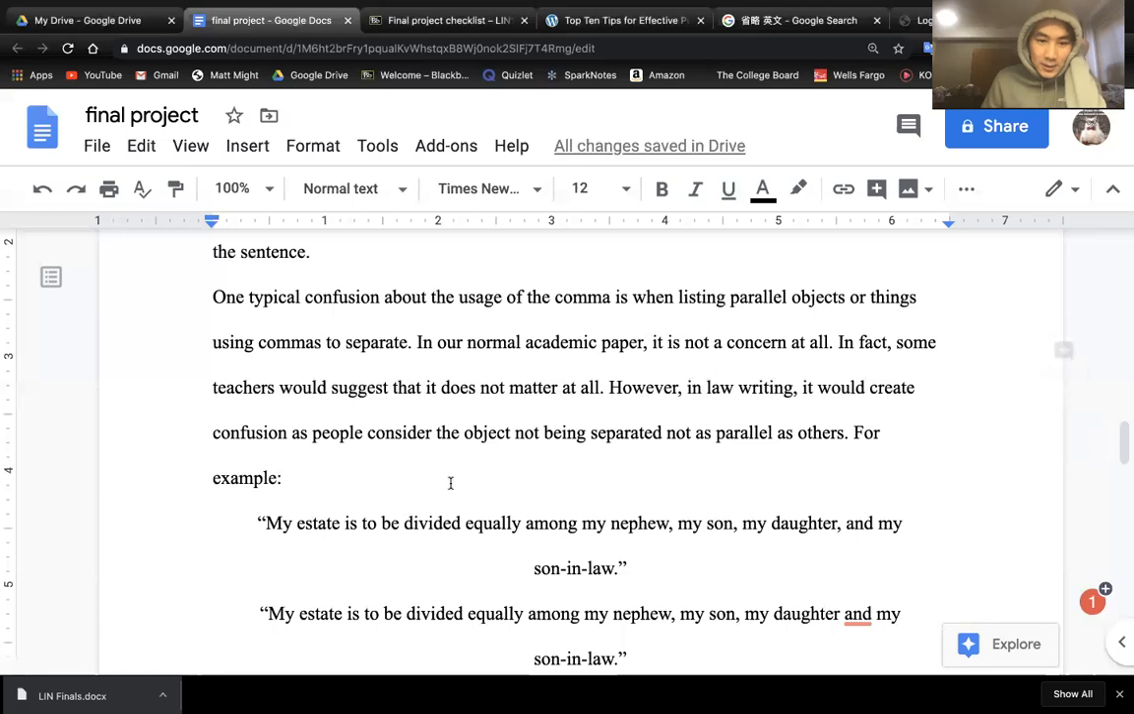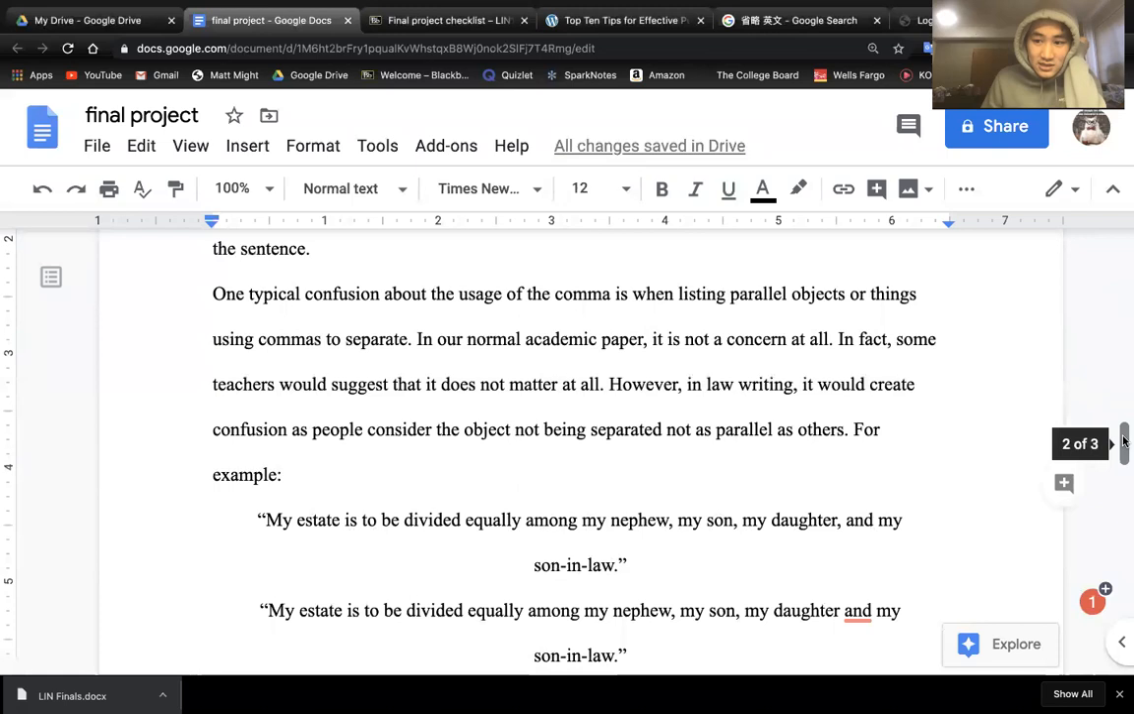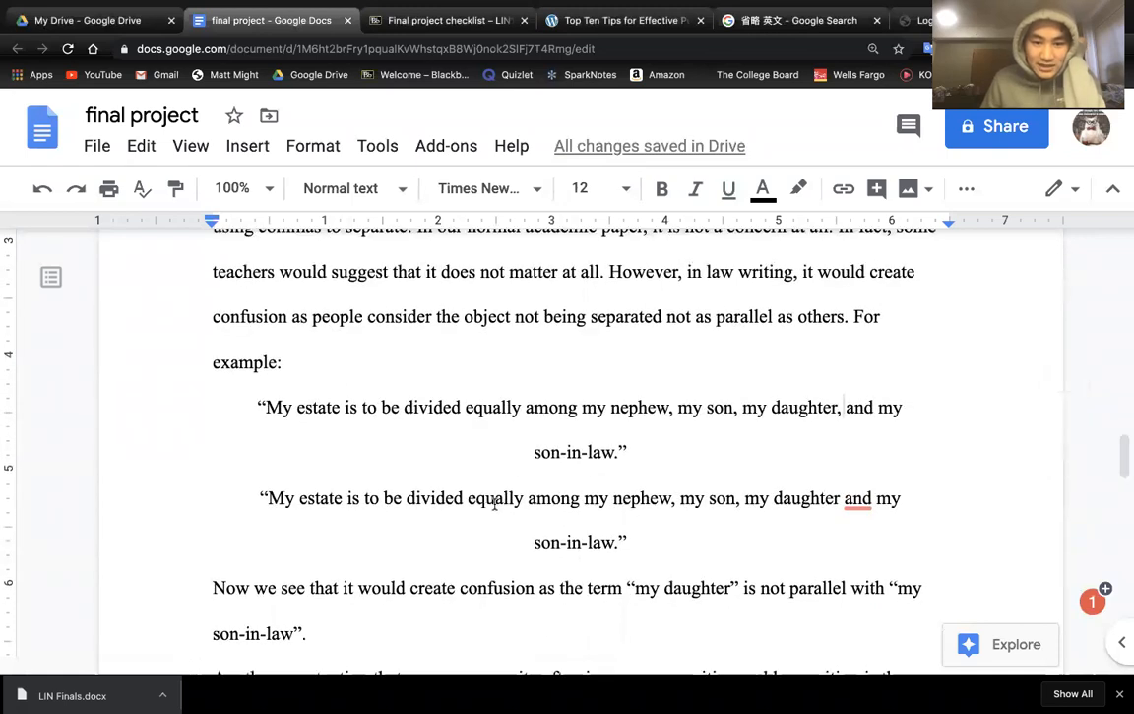We have: my estate is to be divided equally among my nephew, my son, my daughter, and my son-in-law, with a comma before "and." The second sentence: my estate is to be divided equally among my nephew, my son, my daughter and my son-in-law, without a comma before "and." We see that it could create confusion, as the term "my daughter" before "and my son-in-law" is not being paralleled with "my son-in-law."